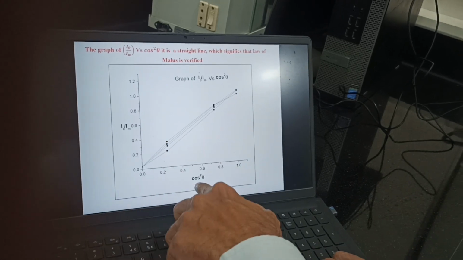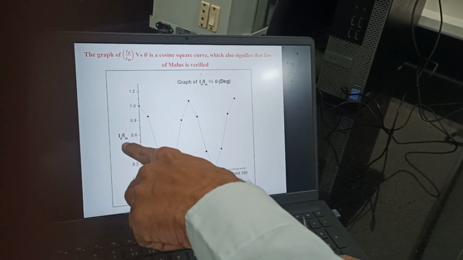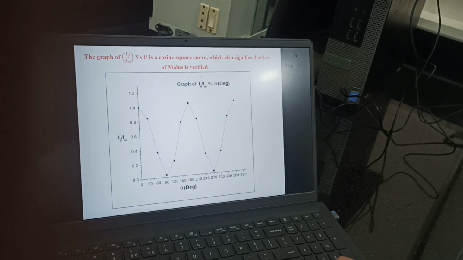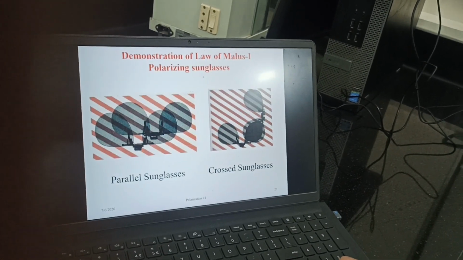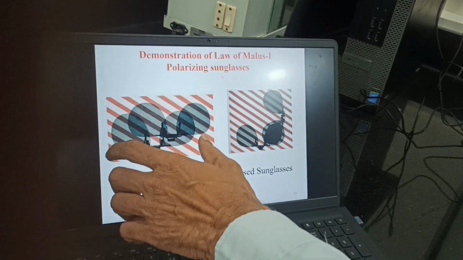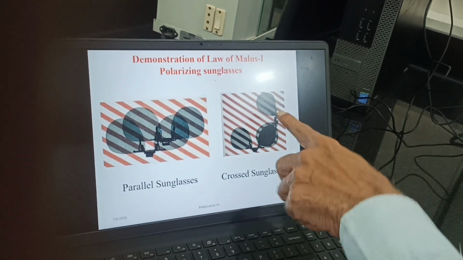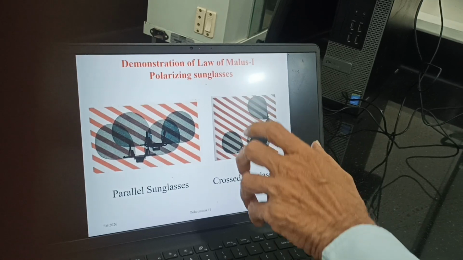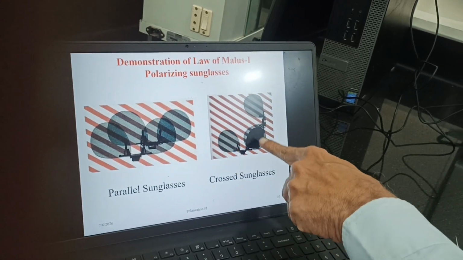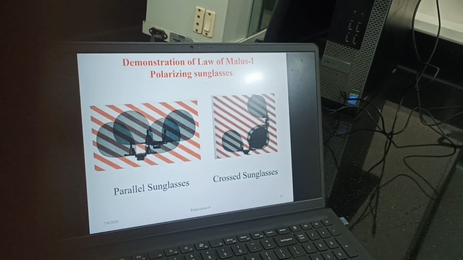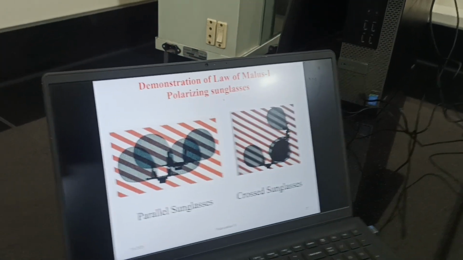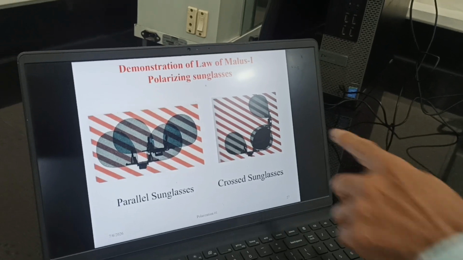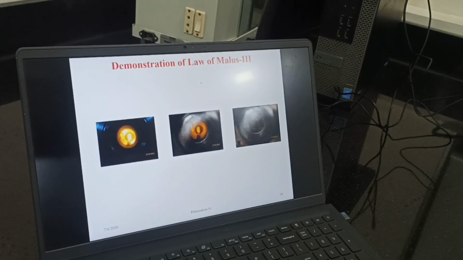I theta upon Im versus cos square theta will be a straight line, and I theta upon Im versus theta will be a cosine square function. So here are some demonstrations of law of Malus. These are polarizing sunglasses. You can see that when the second polarizing sunglass is made perpendicular to first one, the light is extinguished. It is because we have I theta equal to Im cos square theta, and when theta is 90, cos square theta will be 0, and therefore 0 intensity is passed.